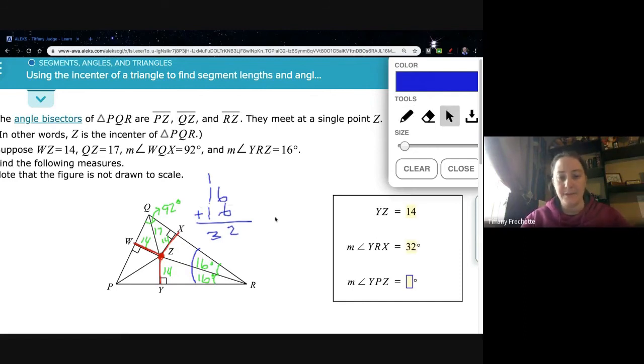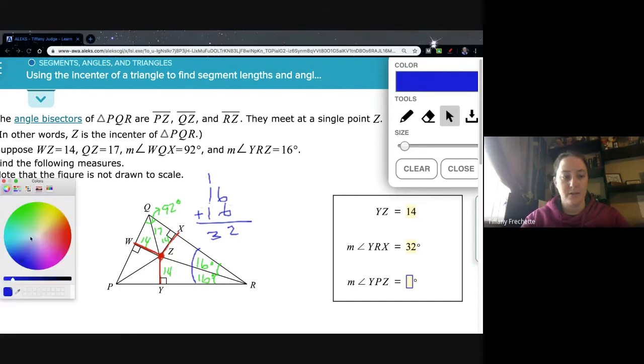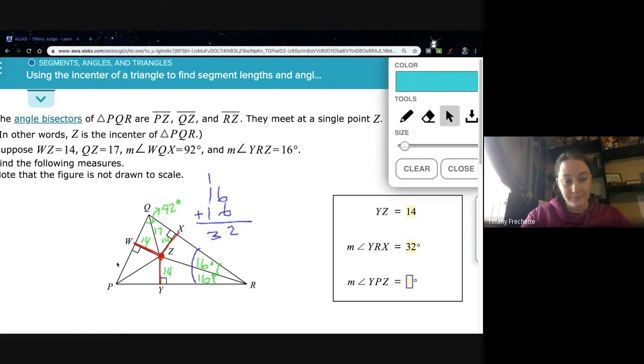And the last piece they want is YPZ. So let's go ahead and do this one. I haven't done a real pretty blue-green. Let's do that one. So they want YPZ, they want this piece right here. Remember, that means we need the whole angle so that we can then divide by 2. So I know the whole angle up here is 92. They gave us that. We just found this whole angle here, which was marked with a blue arc, is 32.